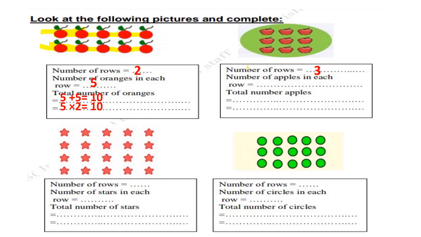Another exercise. The number of rows here, my students. How many rows here? 1, 2, 3. I have 3 rows. Okay, how many apples in each row? I have 1, 2, 3. Okay, the total number will be 3 plus 3 plus 3. 3 plus 3 equals 6. 6 plus 3 equals 9.